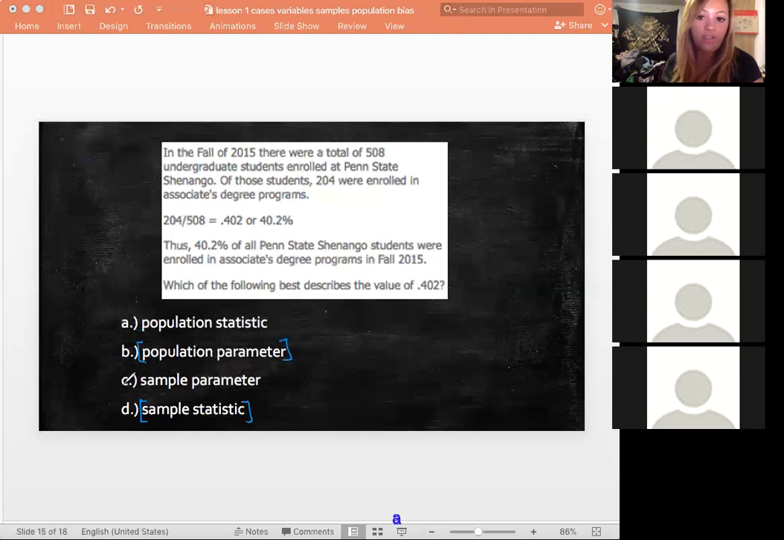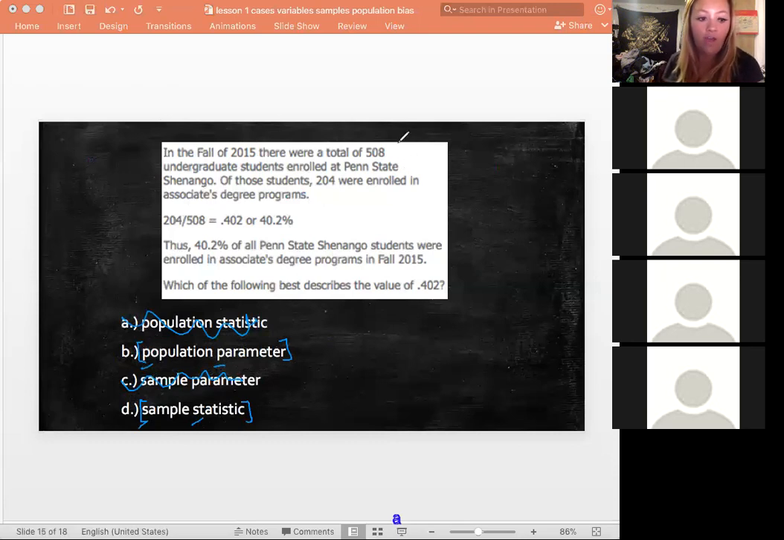But C and A can't be correct because there's no such thing as a sample parameter or a population statistic. Remember, it's PP, population parameter, and then SS for sample statistic. So those are our two options here. And in this case, we want to make sure that we choose, yes, check out that exclamation point. Wow, amazing.